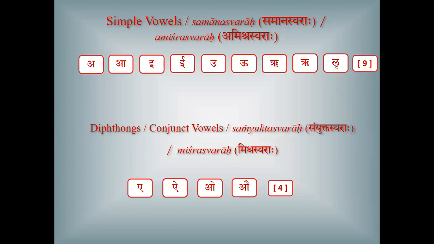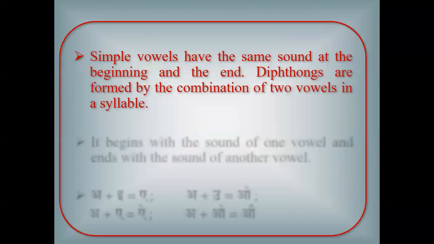Now, why do we classify them as simple vowels and conjunct vowels? What is the difference between the two? You see, simple vowels have the same sound at the beginning of pronunciation and at the end of pronunciation. For example, when you say A, as I said, it is produced from the throat.